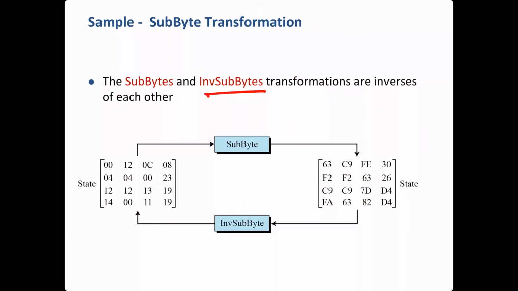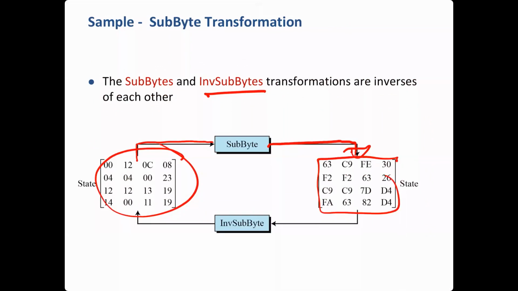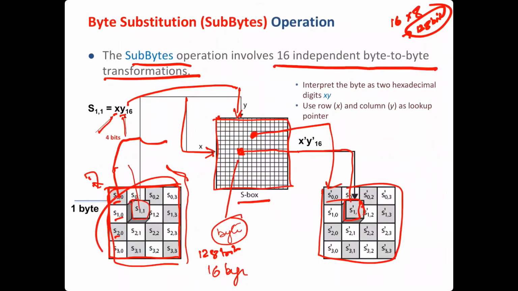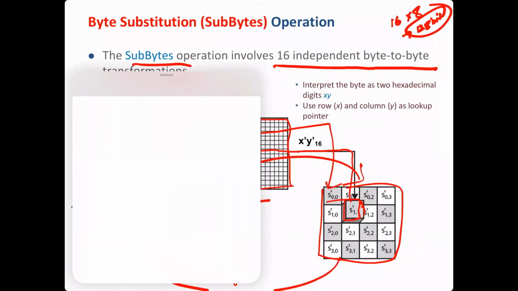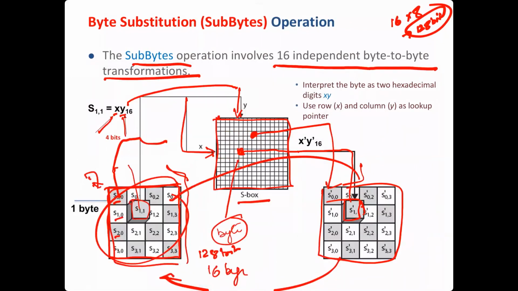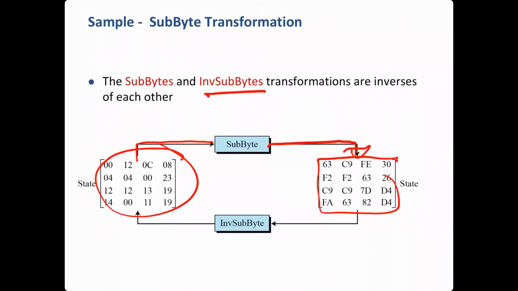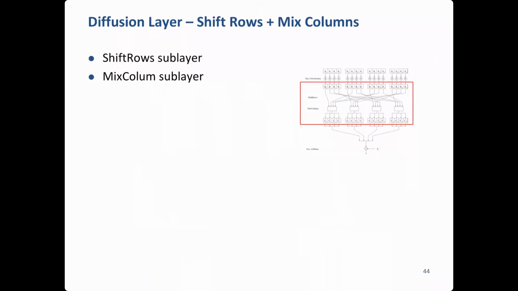So for example, from this state we get this state after transformation, like this here, this to this. When we are doing decryption, we do the opposite of that. So this is the reverse for decryption. All right. So what we have discussed now is the S function.